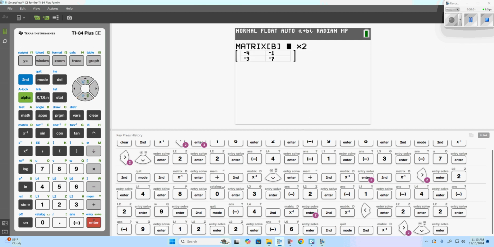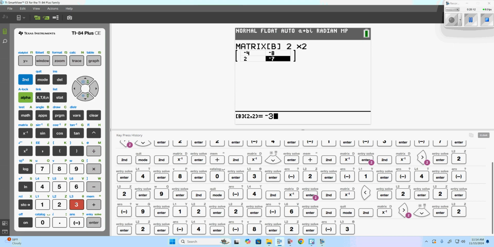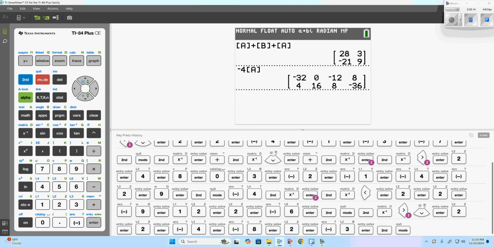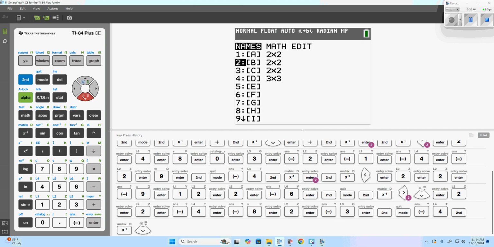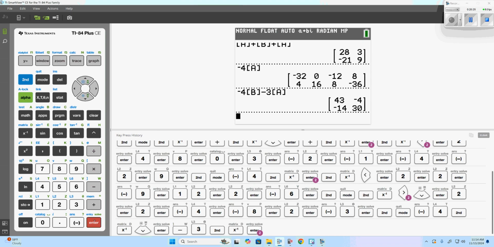Over to edit, but since we're putting a second one in, we'll need to make sure we go to B. It's a 2 by 2, -4, -8, 2, -3. And once we get them typed in, we'll just type it in: -4, second matrix B, -3, second matrix A. 43, -4, -14, 30. Same thing we got.